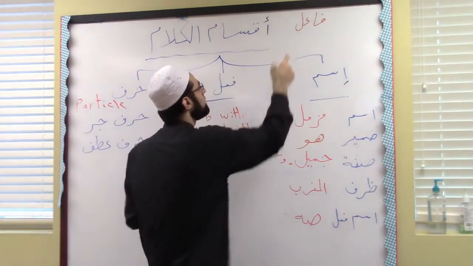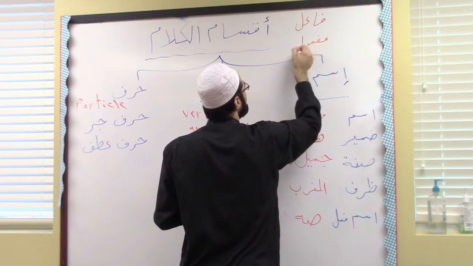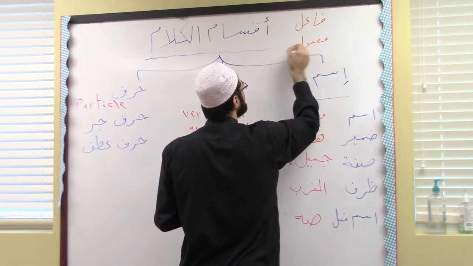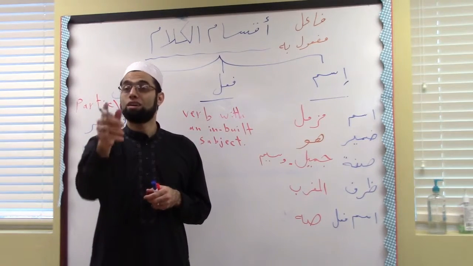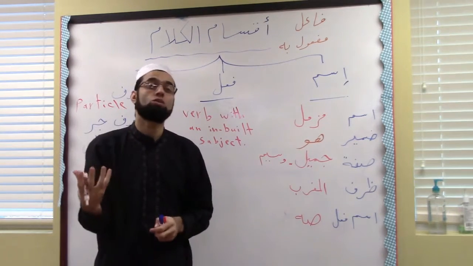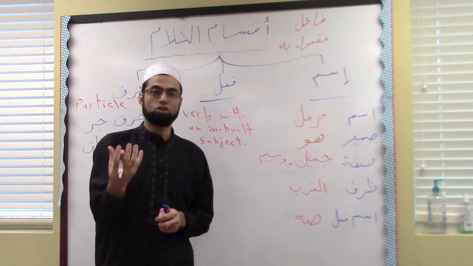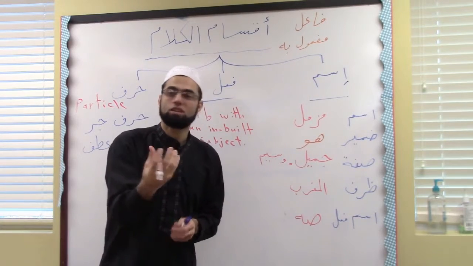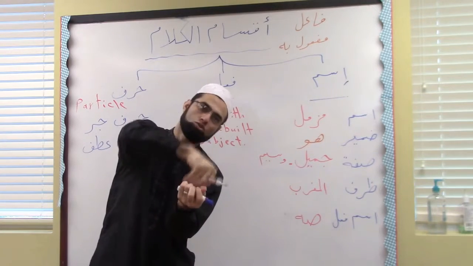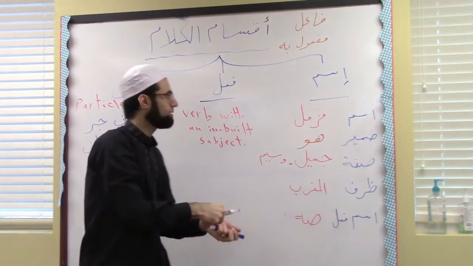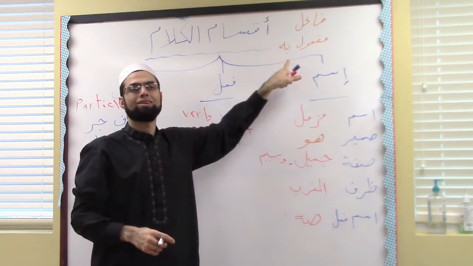Doer. Now we have maf'ul. Maf'ulun. Let's say bihi. Maf'ul bihi means what? Like done with. Somebody who is done to. Means what in English? Object. So the maf'ul bihi is what? The object, the thing that the action is done on or to or with. تمام? So we have فعل, فاعل, مفعول به.